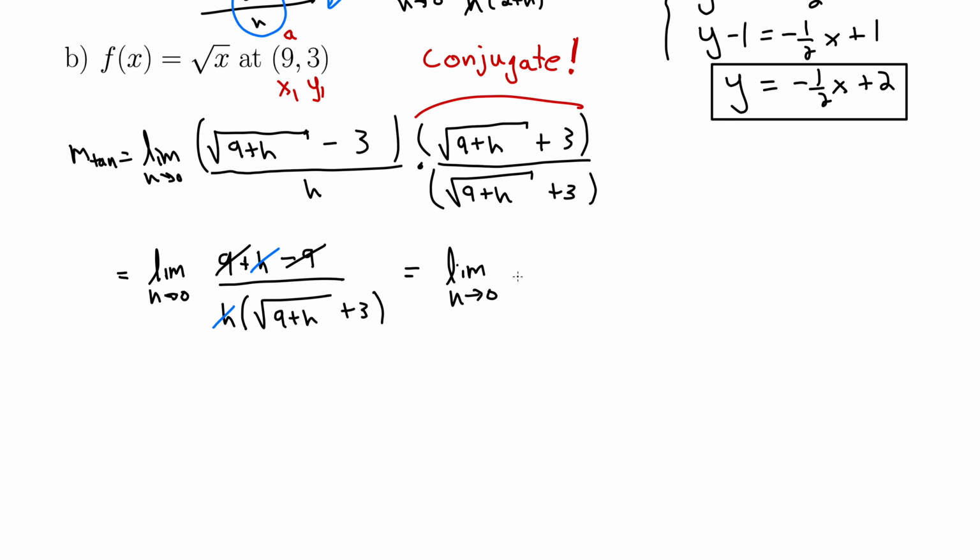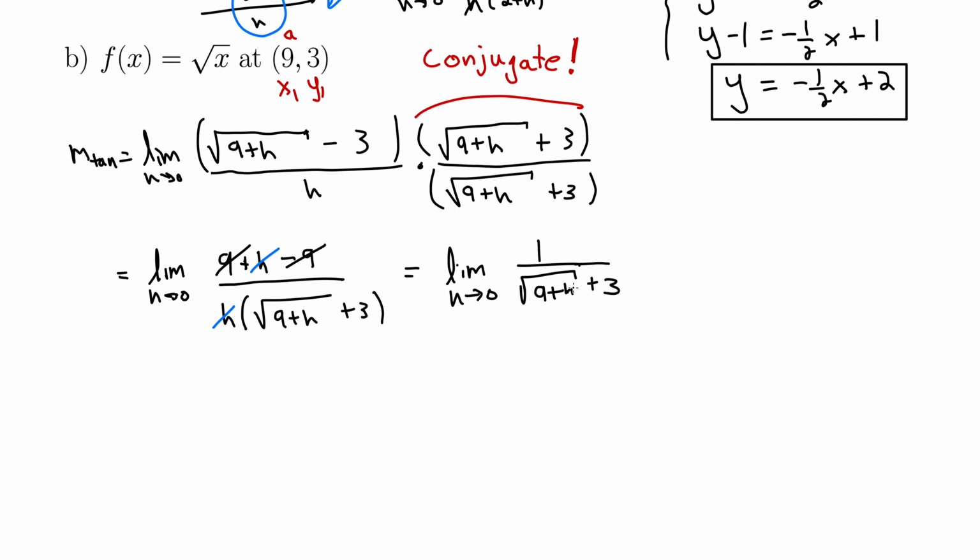So we have the limit now as h goes to 0 of 1 over, what's left here? Got so many things canceling. Square root of 9 plus h down below, plus 3. No, 9 plus h, not 9 plus 3. Getting ahead of myself there. Let's do this. Plus h.